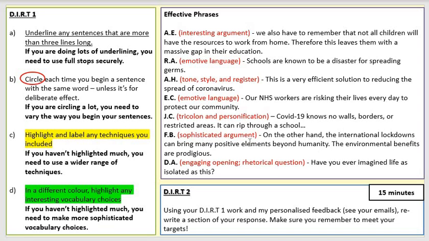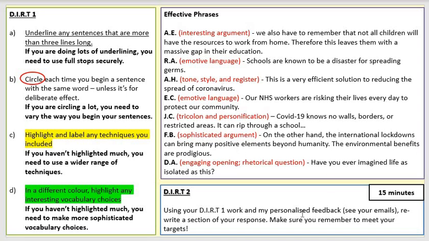On the right here, I've written down some effective phrases that I saw from your class. So we've got some interesting arguments, emotive language, effective use of tone, style and register to match the task. You can read through these.